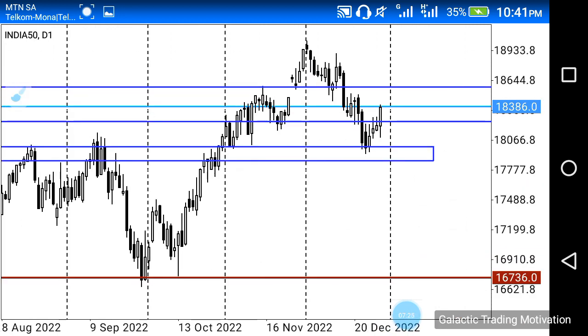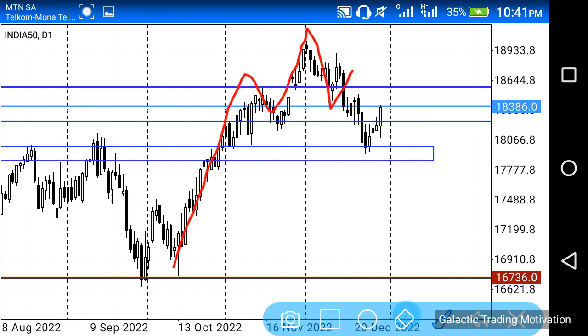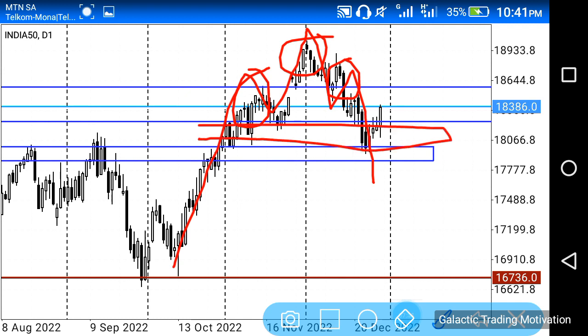Another thing that I see that is also very much interesting is the fact that we have what seems to be a head and shoulders pattern at this point, as you guys can see, with this side being the left shoulder, this being the head, and this being the right shoulder. And this particular pattern also has a neckline more or less at this area. So what does this mean? What this means is that we have a very mixed index in India50, as we have many patterns that are opposing each other at this point in time.